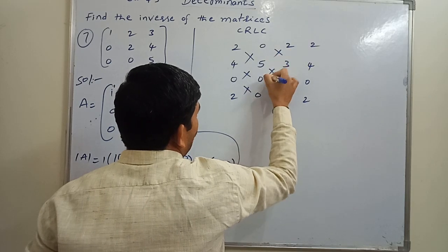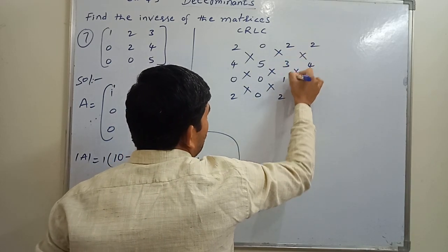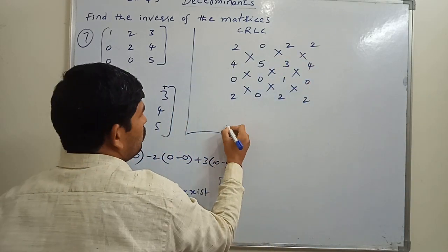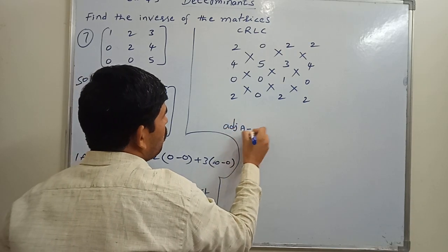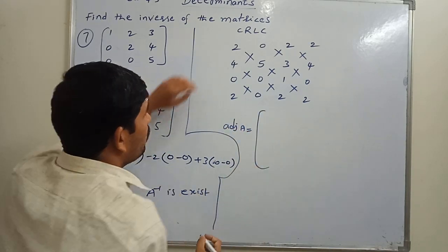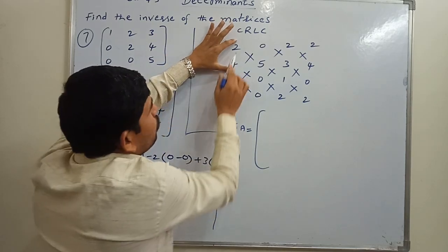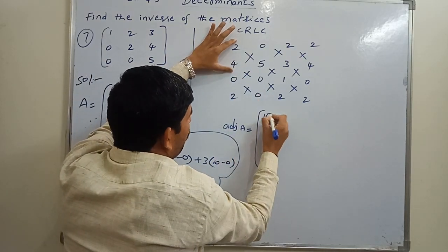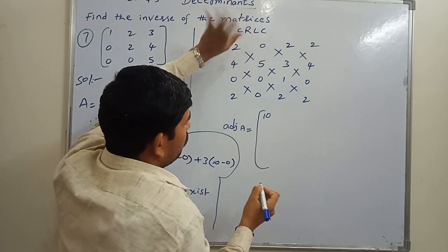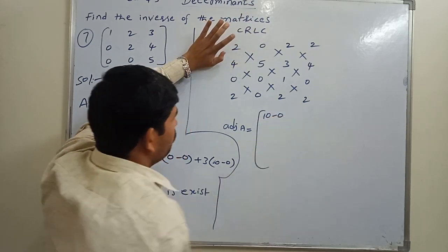You will get the result of the adjoint. Cross multiplication of this one only, you will write the adjoint. Now adjoint A is equal to, I will write this. We are making the cross multiplication of only this part. Okay. 2 into 5 is 10 minus 0. 4 into 0 is 0. 4 also you will write, minus 0.